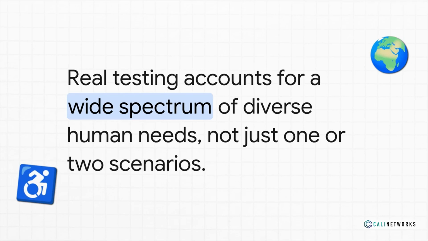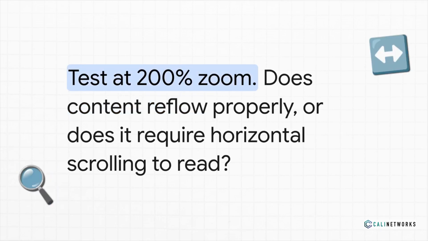And of course, accessibility is about way more than just these 2 scenarios. Real human-led testing has to account for this huge spectrum of diverse needs and abilities that people have. For example, here's a super simple one for users with low vision. Zoom your browser in to 200%. Does the page just break? Or even worse, do you suddenly have to scroll left and right to read a single sentence? Your content should just neatly reflow into a single, readable column.